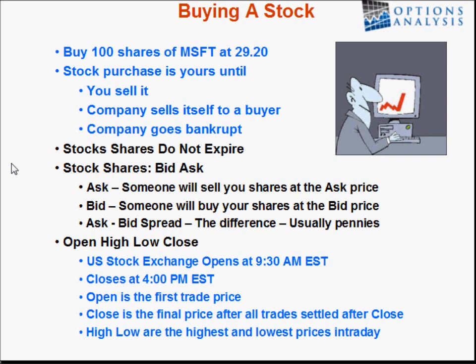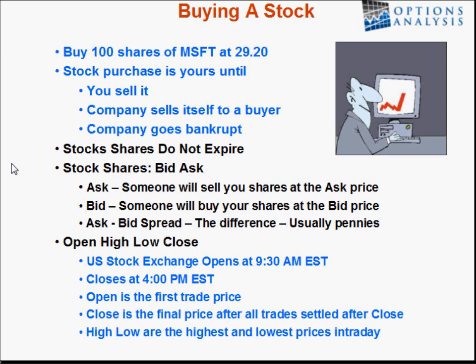A stock during the day has 4 prices that we tend to focus on. They're called the open, the high, the low, and the close. The stock exchange opens at 9:30 a.m. Eastern Standard Time. That's also when the options open. And both close at 4 p.m. Eastern Standard Time. Options don't trade after hours, but some stocks do.